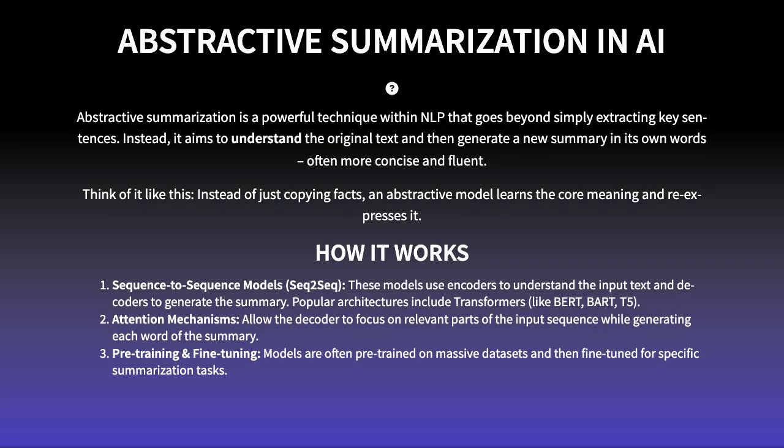Okay, let's dive into abstractive summarization. It's a really interesting area of NLP. Basically, instead of just pulling out key phrases from an article to create a summary, abstractive models understand the text and then rewrite it in their own words. They are like skilled writers who can condense information while maintaining its essence.